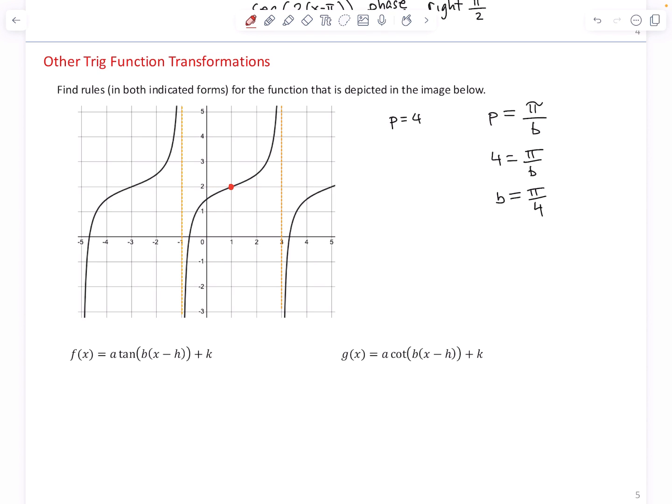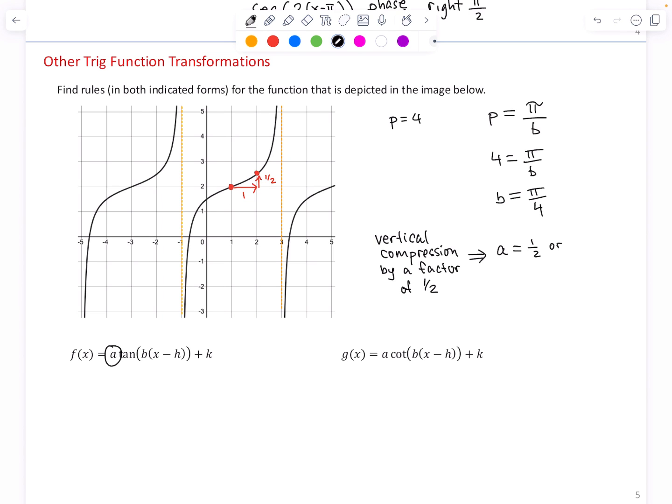Further, notice that if I go right from the inflection point halfway to the asymptote, so that would be just 1 unit over, another point on this graph is only 1/2 unit up. Now normally for tangent or cotangent, that would be a vertical change of 1 unit. This suggests that a vertical compression by a factor of 1/2 has occurred. This tells me that A here will either be 1/2 or -1/2.